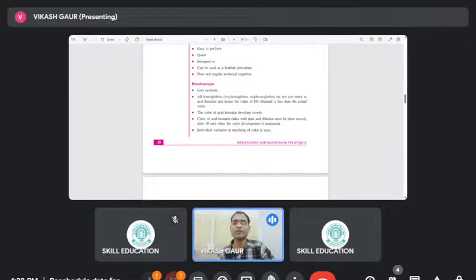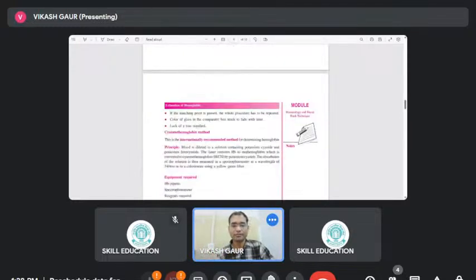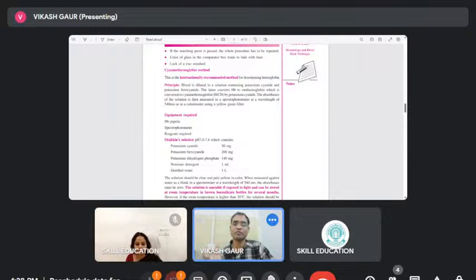The color of acid hematin develops very slowly, and the color of acid hematin fades with time. So if we take the reading after a long time, the reading will be false, negative or positive. Individual variation in matching of color is seen, if the person performing the test has any color vision disorder, the actual reading could not be taken. If the matching point is passed, the whole process has to be repeated, and the color of the glass in the comparator box fades, so an old comparator box should be avoided for this test.